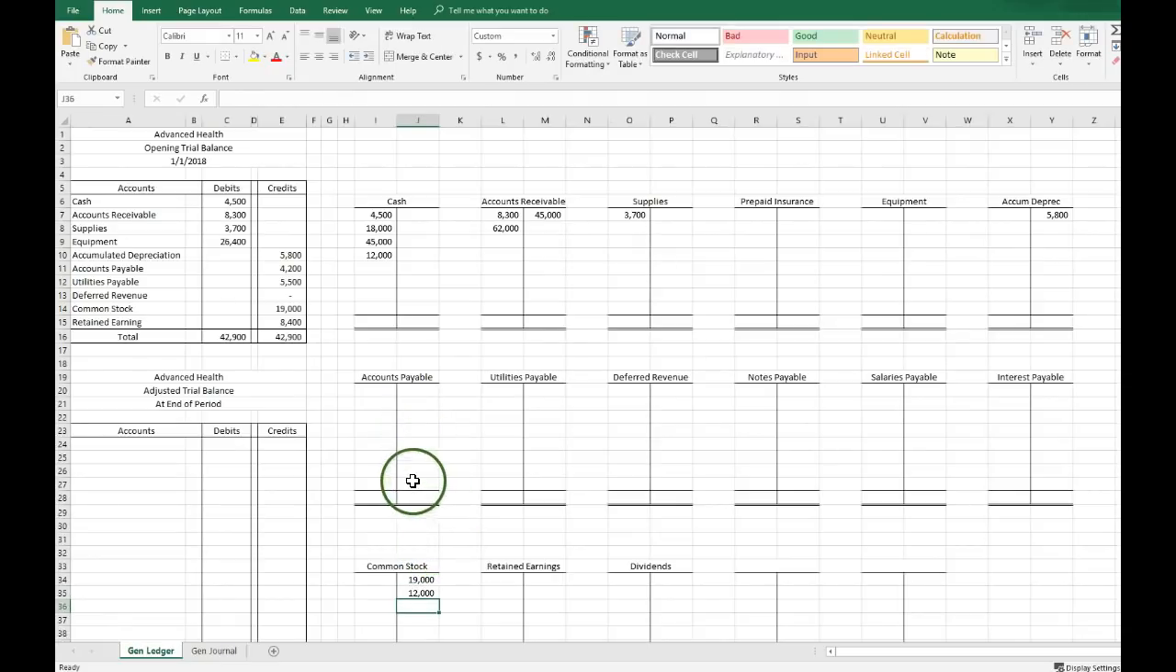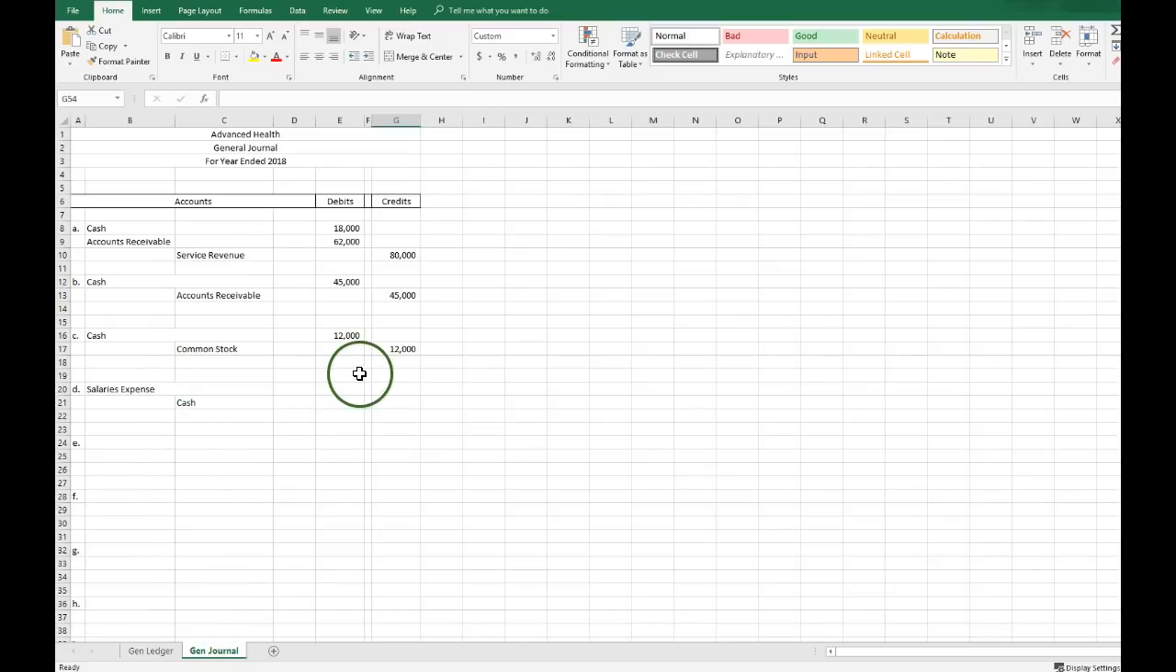Now again, I skipped a step a minute ago. I only showed you the beginning balances being entered in these accounts for cash, receivables, and supplies, and also accumulated depreciation. You'll need to post the rest of these as beginning balances in the rest of these accounts. Don't forget that. Let me show you one more entry here.